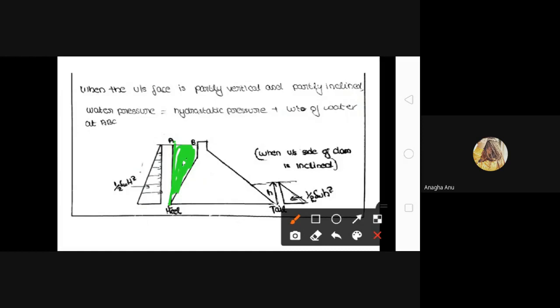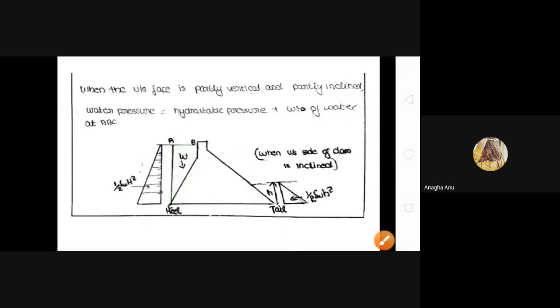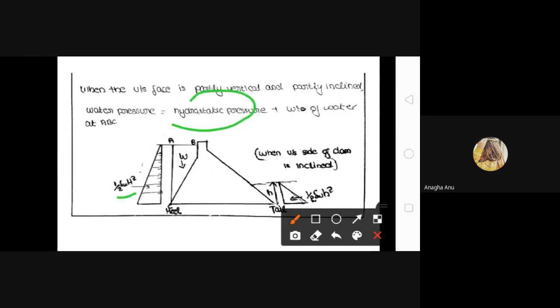Okay, did you understand the difference between vertical face and inclined face? For a vertical face, to find the force we only need to take half into gamma W into H square. But in this case, the force will be equal to the hydrostatic pressure, that is half into gamma W into H square, plus the weight of water at the enclosed section ABC.